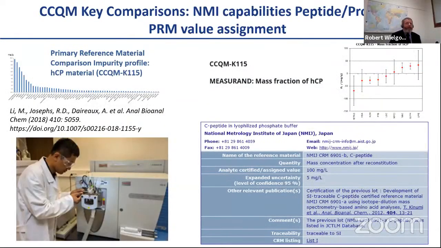And again, we can see that we can have confidence in the reference materials for the primary reference material produced. There is an entry in the JCTLM database. There is a key comparison behind it based on, again, high-resolution mass spectrometry analysis of these materials.